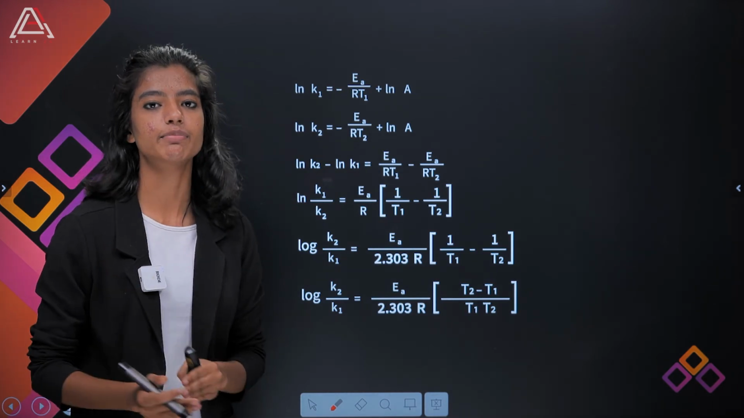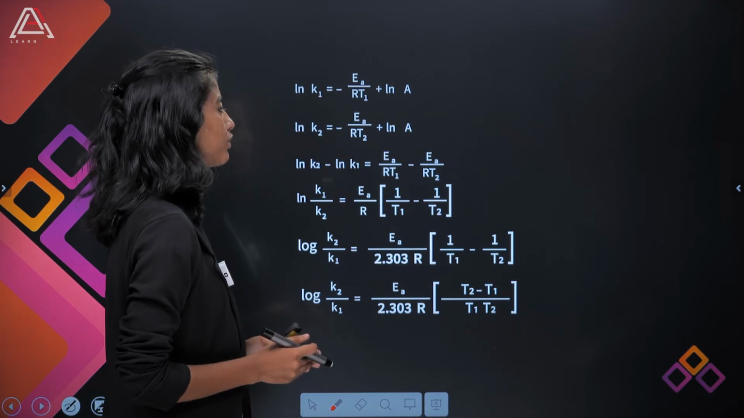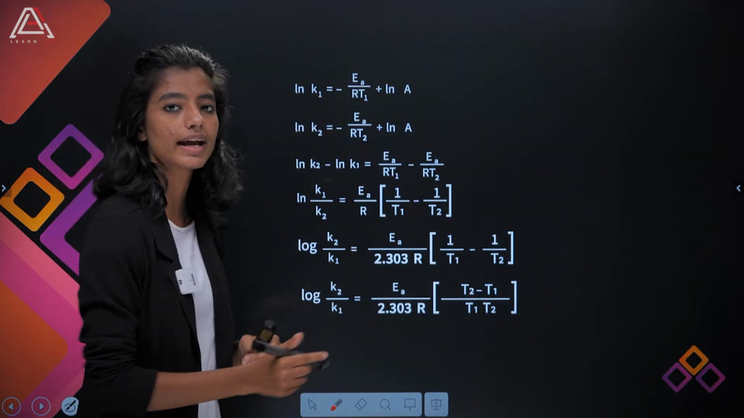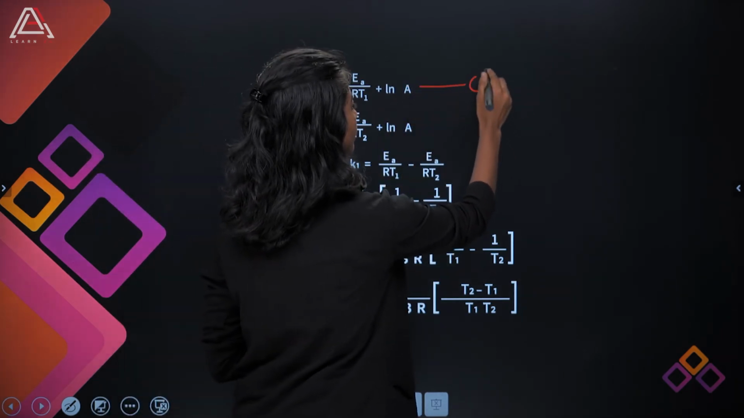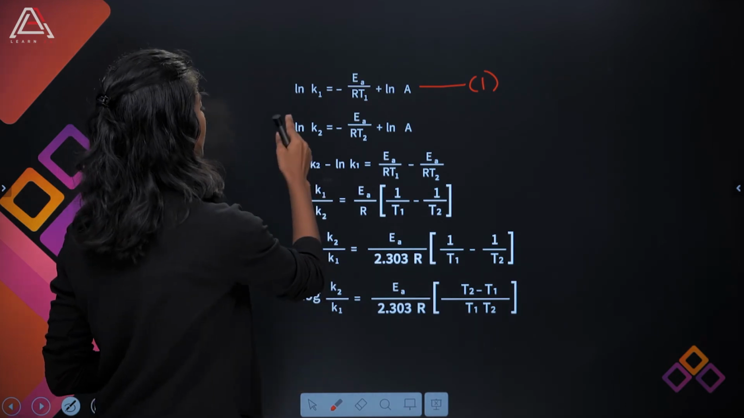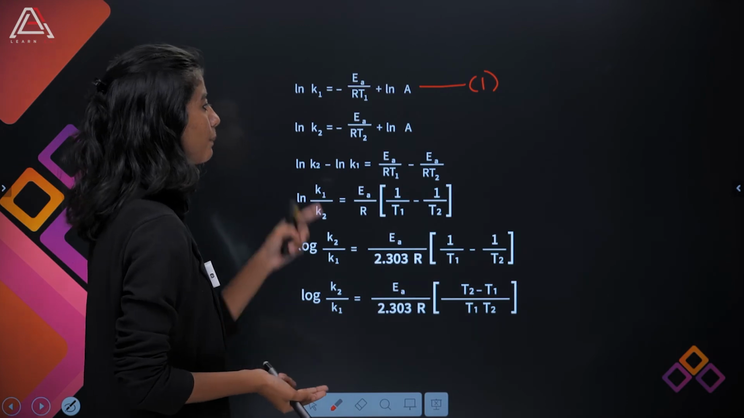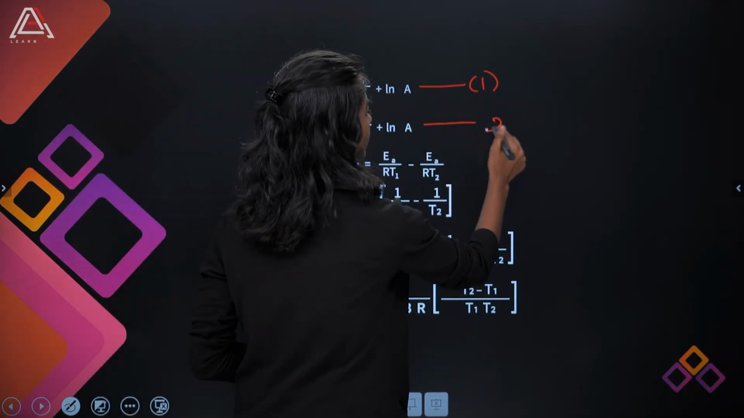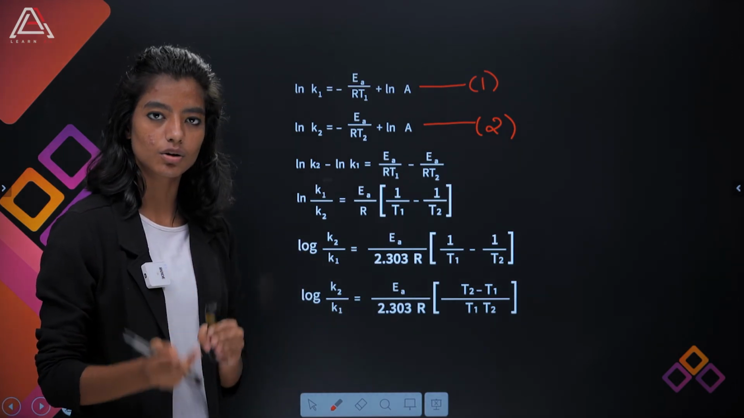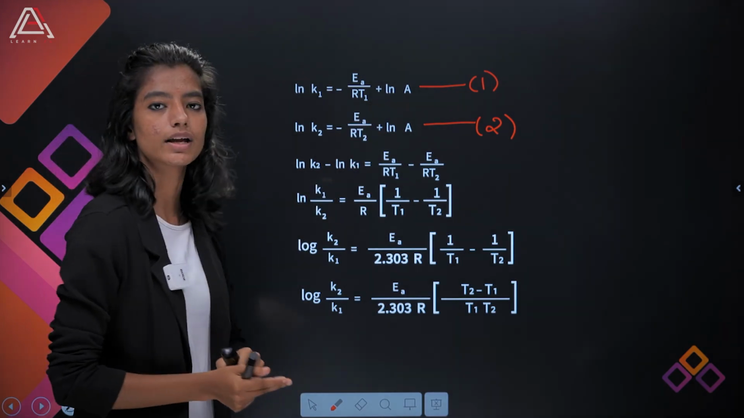We can also calculate the activation energy by using the equations. At temperature T1, the Arrhenius equation will be ln k1 = minus Ea divided by R T1 plus ln A. This will be equation number 1. And at temperature T2, the Arrhenius equation will give ln k2 = minus Ea divided by R T2 plus ln A. So k1 and k2 are the values of the rate constant at temperatures T1 and T2. These are the two equations.